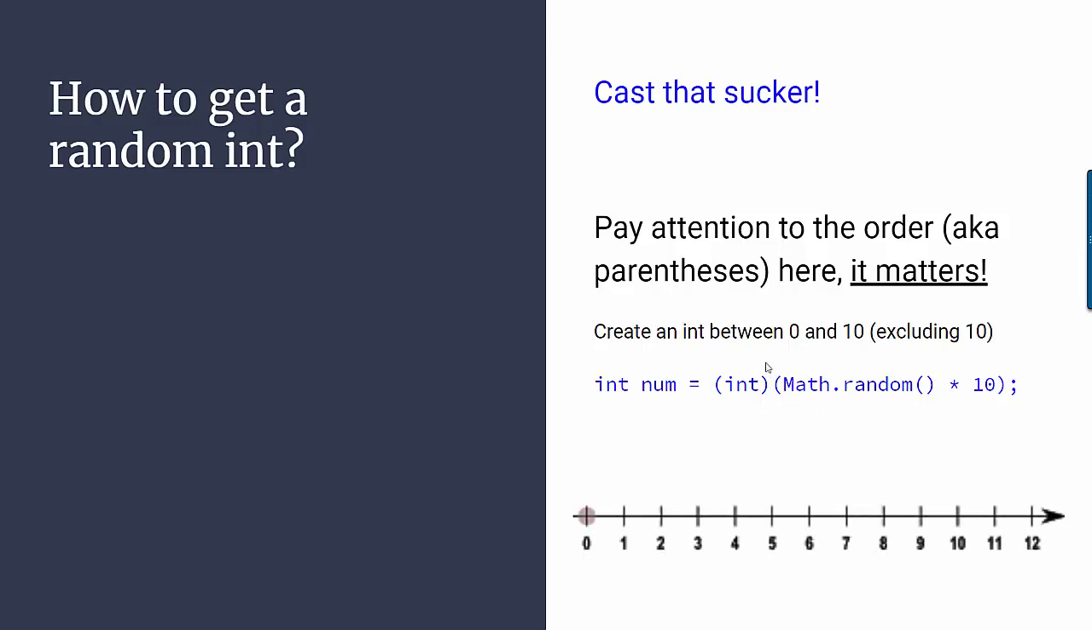So if you imagine this visually, before we cast to int, math.random times 10 is a line that goes from 0 all the way up to 10, but not including 10. And if I'm going to chop off the decimal part, that's sort of like always rounding it down. So I'll only end up with the numbers 0, 1, 2, all the way up to 9.